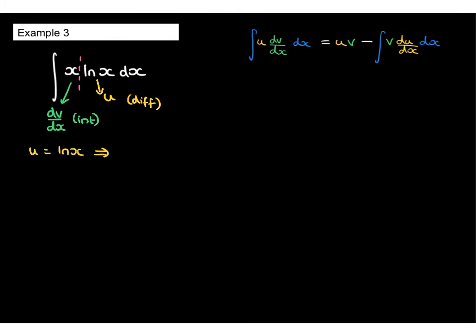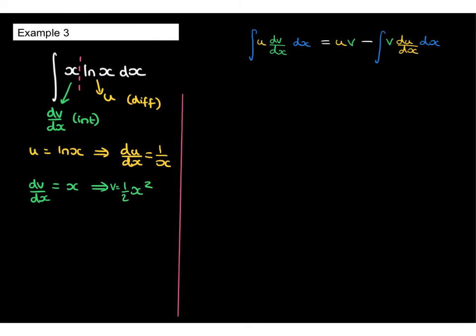So u equals ln x, differentiating ln x, we know we get 1 over x, and dv by dx, we know, is then x, which integrates to give us a half x squared. And we might be worried that this looks a little bit more complex, but actually, as you'll see in a second when we do the integration, we have nothing to worry about.